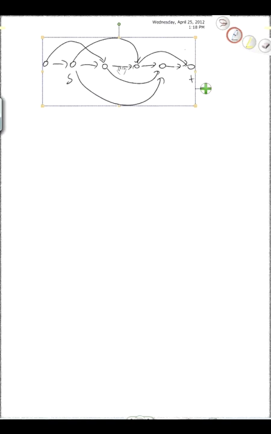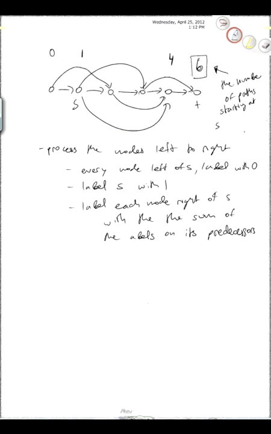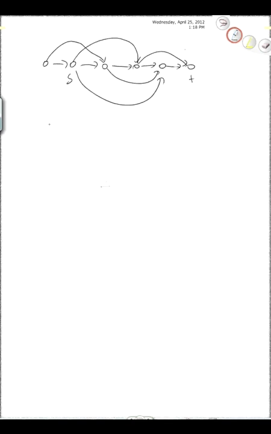So here's our graph again. And before, when we did this before, we processed the nodes left to right. But now let's process the nodes right to left.